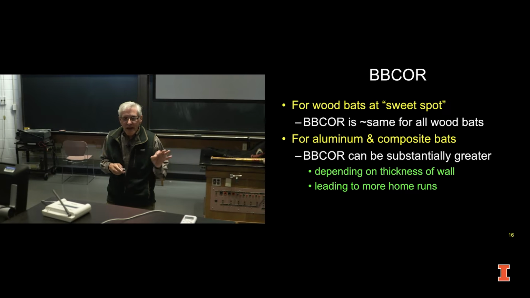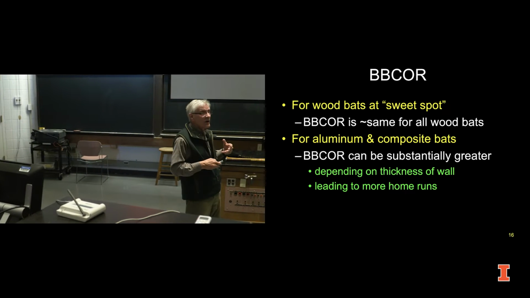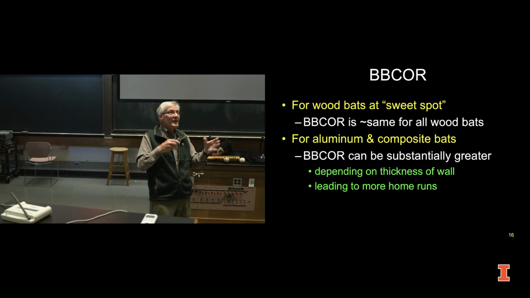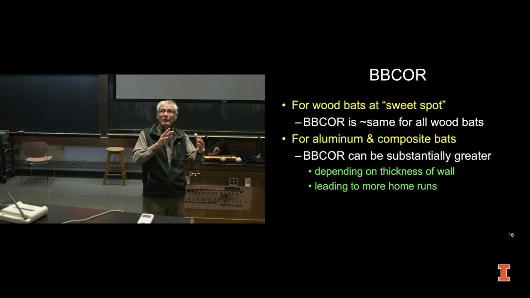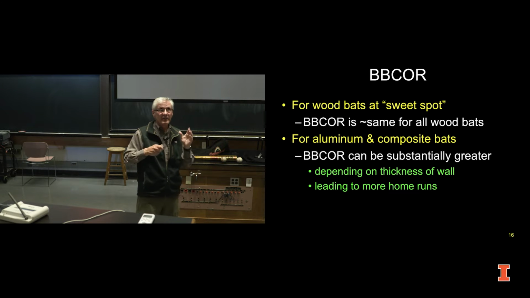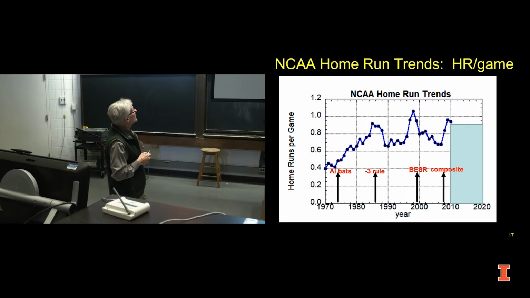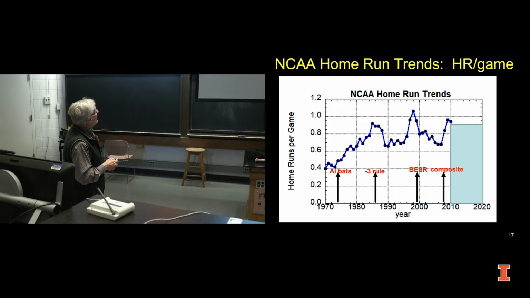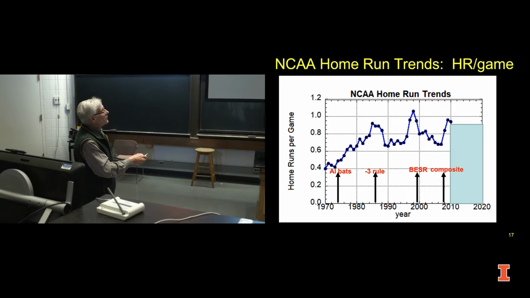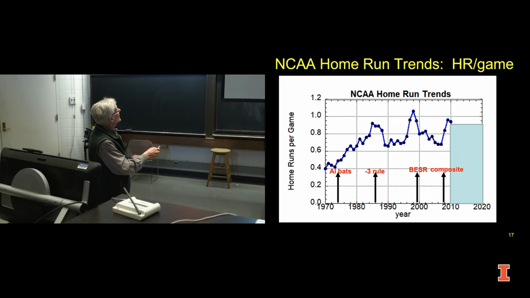But for aluminum bats, the ball-bat coefficient could be substantially greater depending on the thickness of the wall, and a lot of technology goes into developing walls of the bat that are thinner and thinner, giving you more and more of a trampoline effect without denting the bat. You don't want to do that. So leading to more home runs. So here's NCAA home run trends from 1970 to 2010. And I'll show you what happened later in a second. But aluminum bats were introduced in the early 70s.